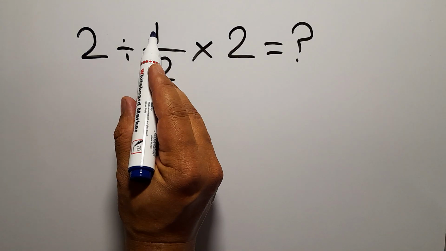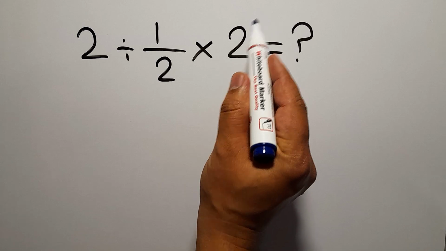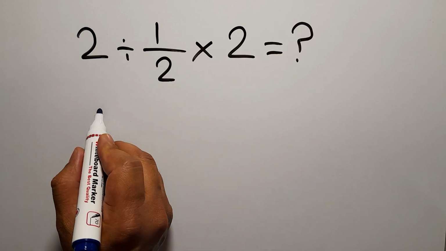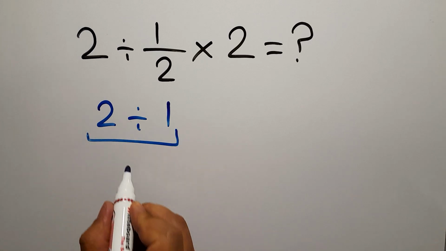2 divided by 1 over 2, then times 2. We can easily cancel these 2 and these 2. So we have 2 divided by 1, and this is equal to 2.